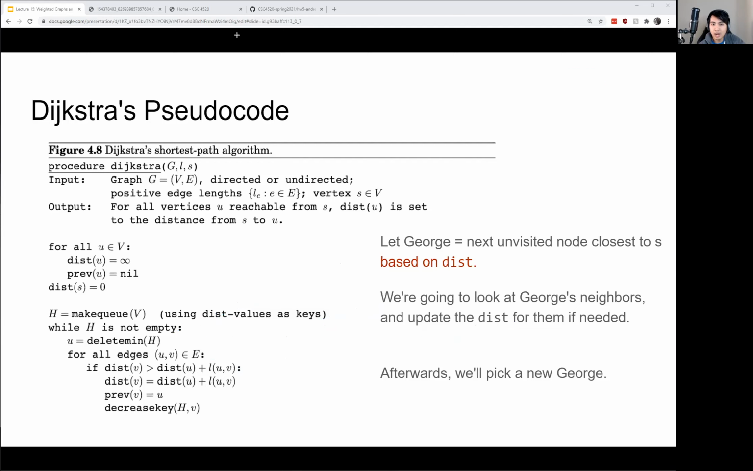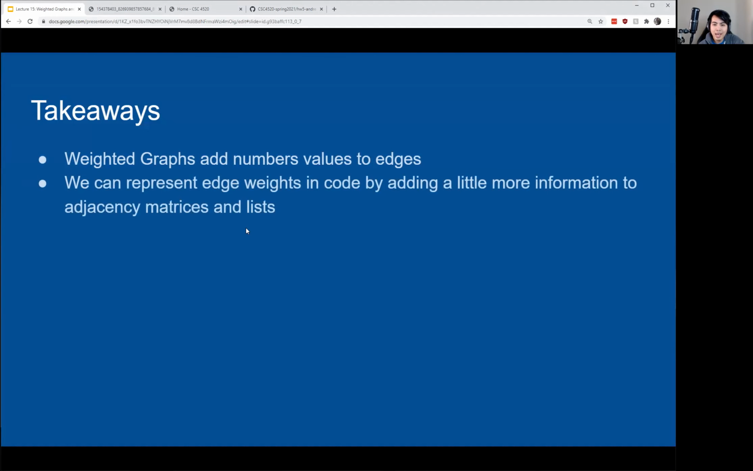We're going to pause here. I know some of you are still confused. We haven't looked at the runtime, and that's okay. Weighted graphs add values to edges. That's what you need to know first. We can represent edge weights in code by adding a little bit more information to matrices and lists. We'll see that in the homework.